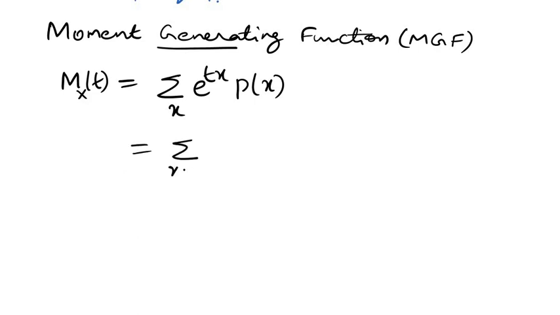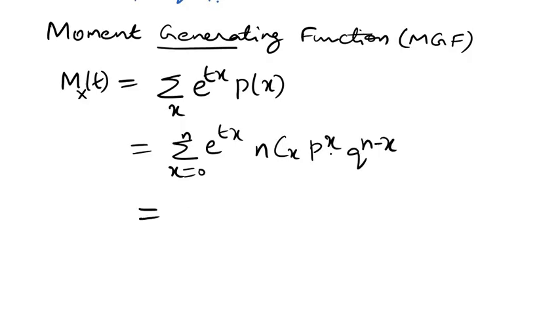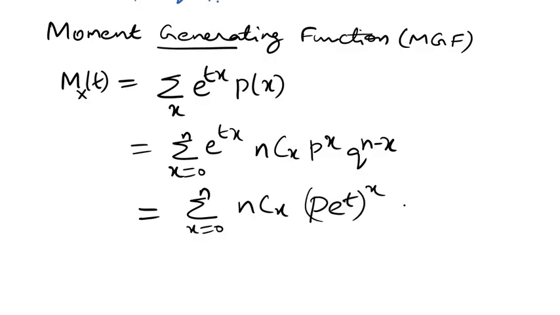In our problem, x ranges from 0 to n, e power tx. Our probability mass function is nCx p power x q power n minus x. Now we have to simplify the expression. Here in this expression we have e power tx and p power x. These two terms have the same power x, so we combine it, p e power t whole power x. Then the other term q to the power n minus x.